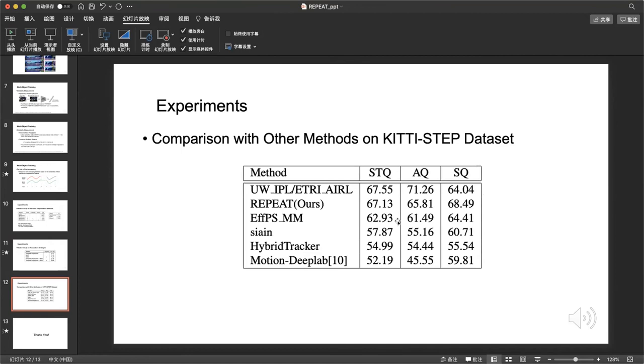Our method has a higher SQ but lower AQ. I think one of the reasons is that our association is done in 2D and without 3D information. And I think 3D information will help the tracking algorithm in some occlusion cases. We will try to improve the tracking method maybe in the future.